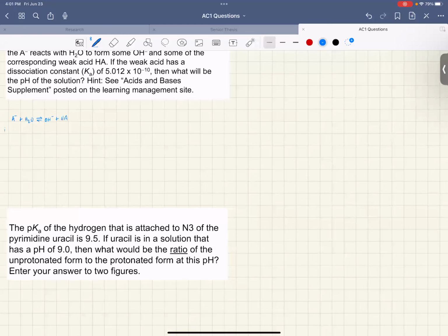We'll set it up exactly the same way, where we have our ICE table. And the thing to remember with base dissociation is that the water doesn't matter, so we can ignore this column.